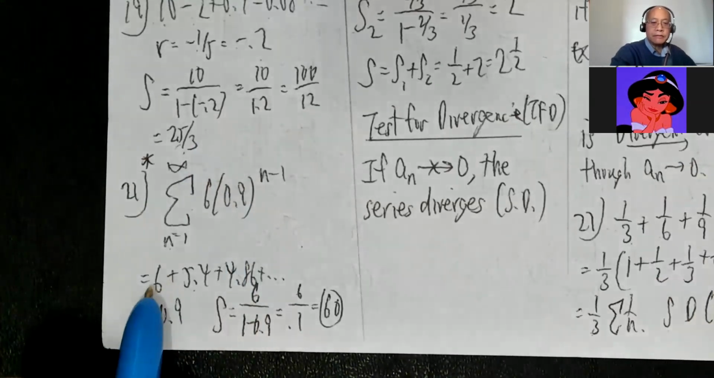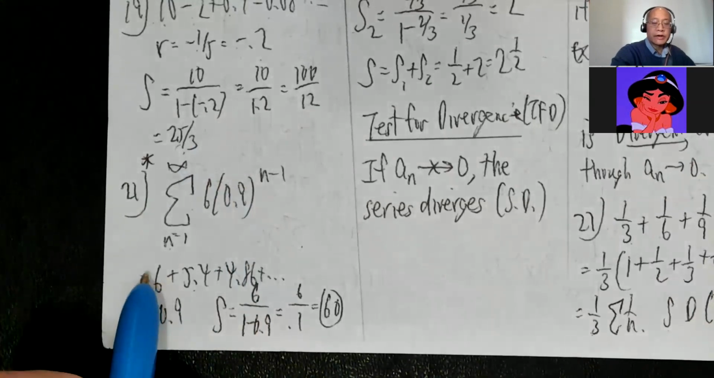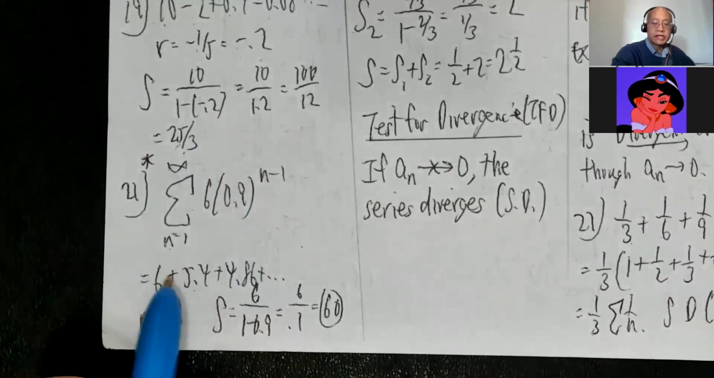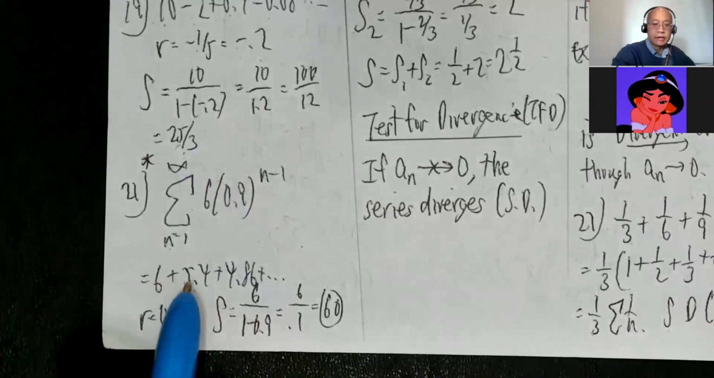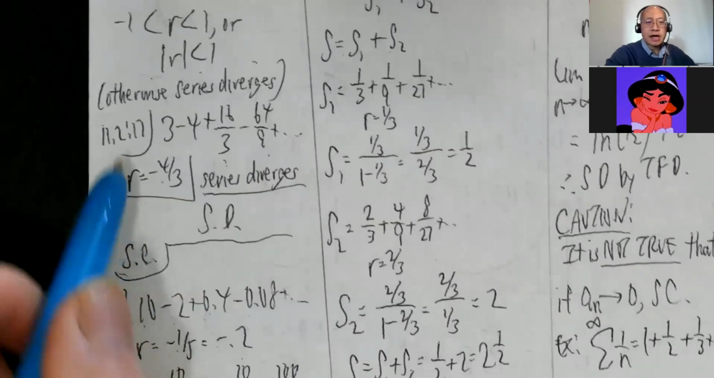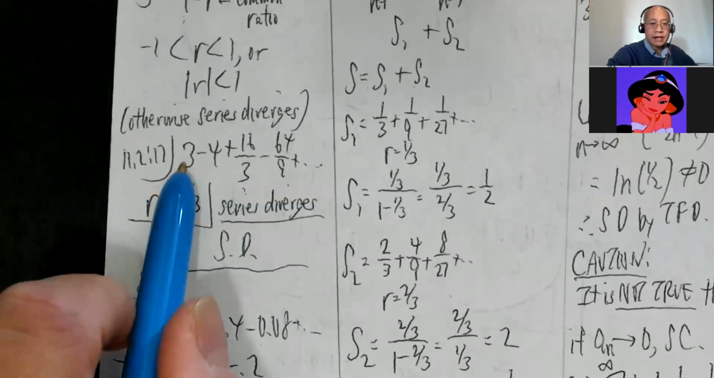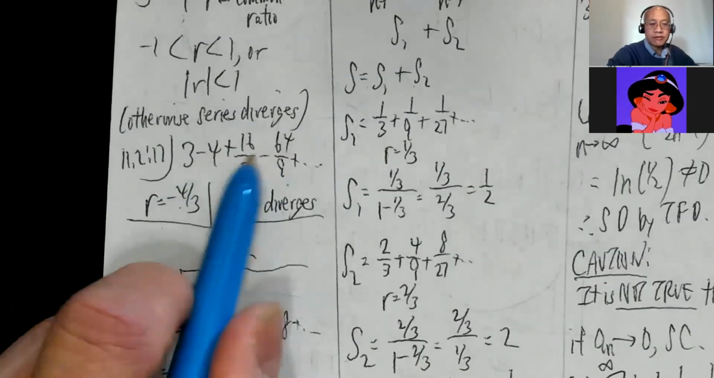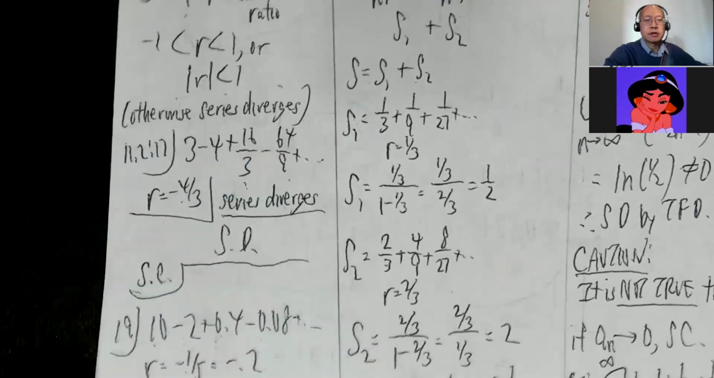So what's really happening is that the R is between -1 and 1. The terms decrease in absolute value. You're getting smaller in absolute value. 6, 5.4, 4.86. They're getting smaller. Now, if R is outside of that range, the terms are getting bigger in absolute value, so we don't approach any one number.